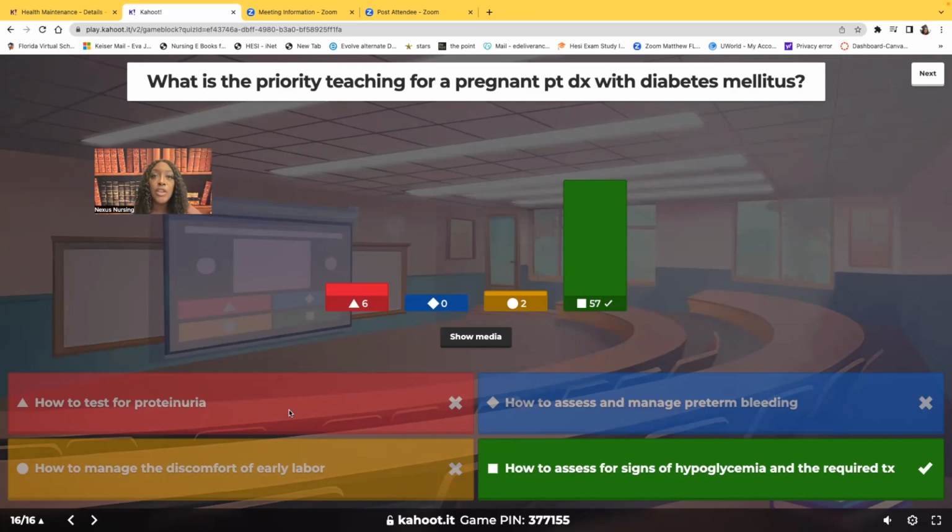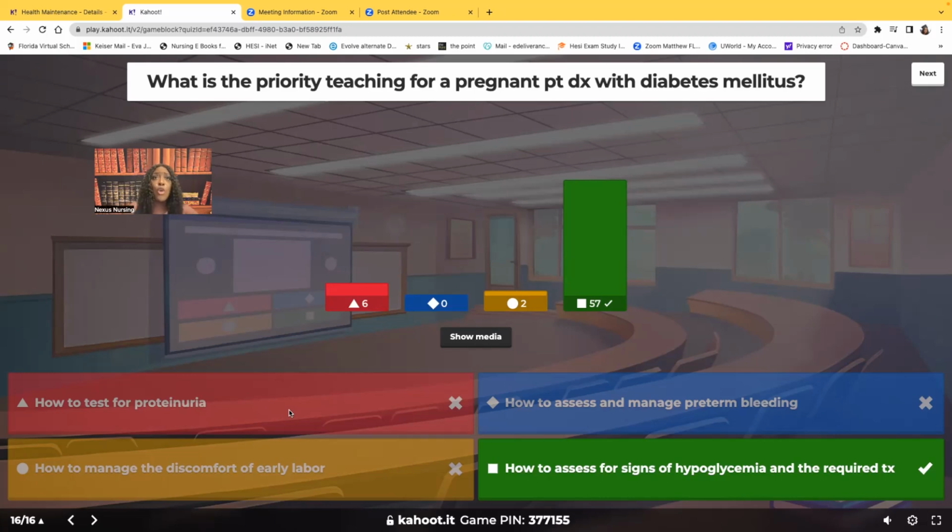Anyway, we're talking about a patient with diabetes. So it can't be proteinuria. It can't be how to assess and manage a preterm bleeding. And it can't be the discomforts of early labor, because at the end of the day, what were we talking about? We're talking about diabetes.